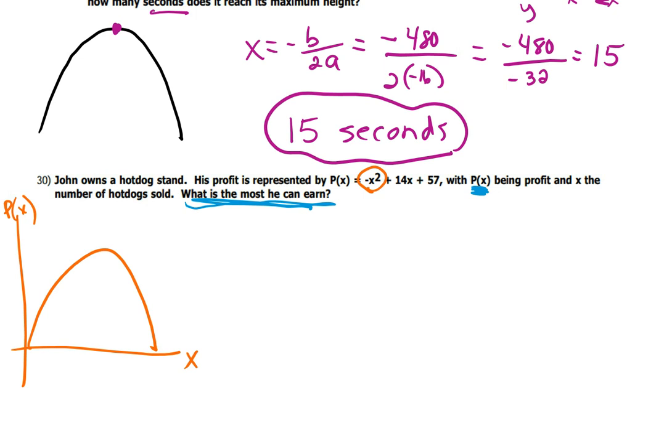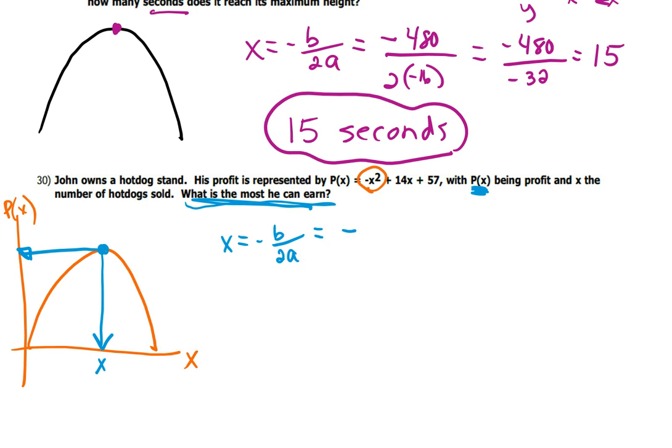So since we're looking for the most he can earn, we're looking at this vertex right here. So this would be how many hot dogs would give him the most profit. So I'm really looking for the y coordinate of the parabola. And you can complete the square on this if you want and put it in the a times x minus h squared plus k form, but it is so much easier just to first find the x coordinate, which is negative b over 2a, and then just plug and chug it into the function.